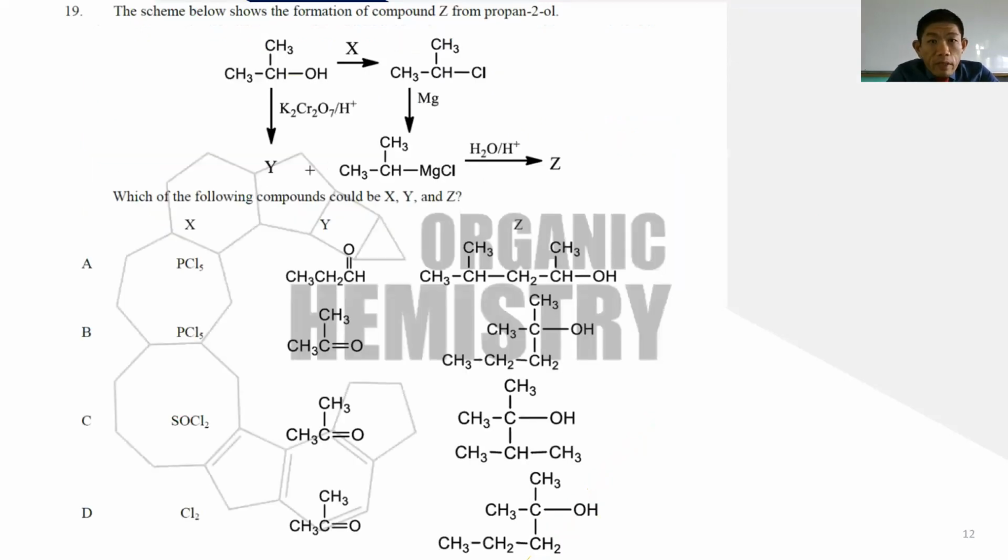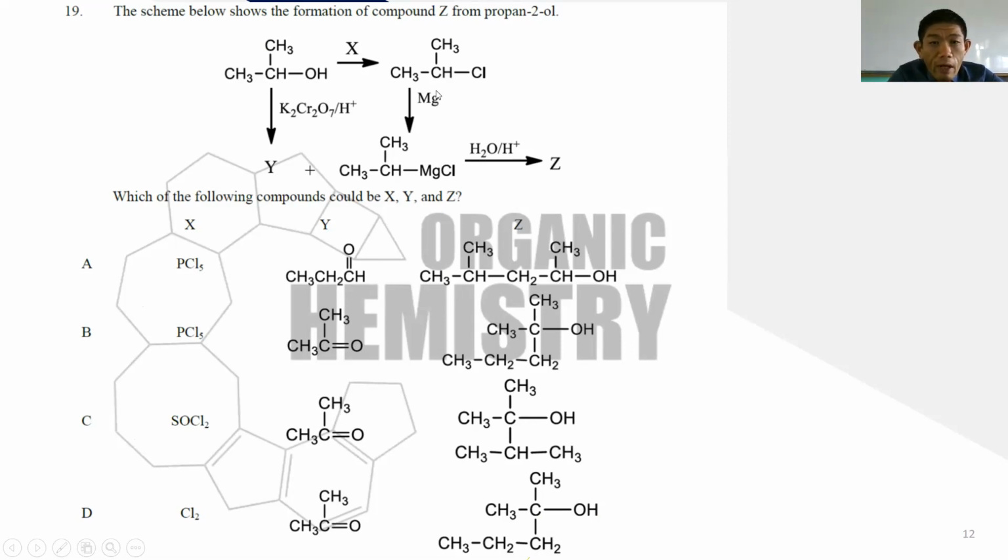Number 19, the reaction scheme below shows the formation of compound Z from propan-2-ol. Which of the following could be X, Y, and Z? Let's study together in the chart here. As you can notice carefully, X here, when you react with OH to form Cl, must be a strong chlorinating agent, either thionyl chloride or phosphorus pentachloride. So A, B, C might be the answer. D is already out. Then if you look carefully at Y, when you react with potassium dichromate(VI), an oxidizing agent, since it is a secondary alcohol, you form propanone. So A is out from our answer. So B and C are our final choices.